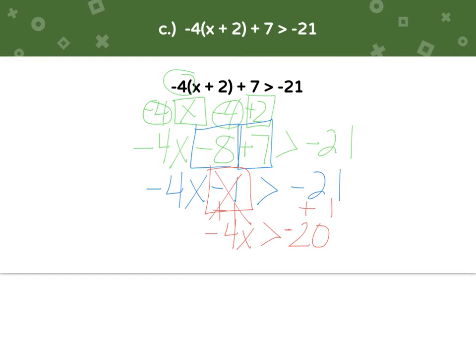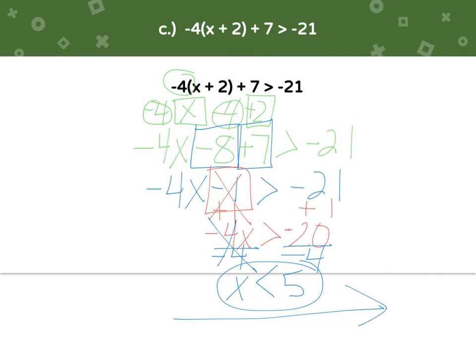Now you need to divide by the negative 4 to get rid of multiplying negative 4. Because you're going to be dividing by a negative, the sign is going to switch, so it will now be less than. You'll cancel out the negative 4 and leave you with just x. A negative divided by a negative is a positive, and 20 divided by 4 is 5. Your answer is x is less than 5.